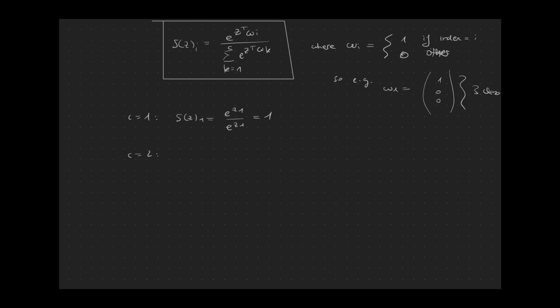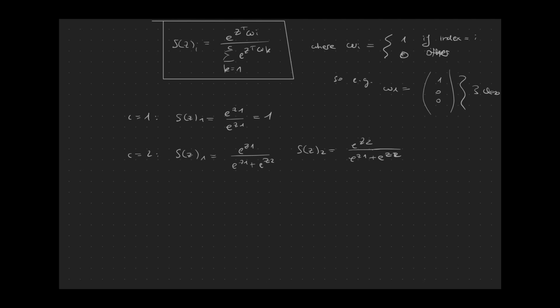And c equal to 2 would be e to the power of z1 over e to the power of z1 plus e to the power of z2, and z2, because now we have 2 classes, would be this guy. You should notice one thing. When we have 2 classes, this should actually be the sigmoid, right? Because in the sigmoid case, we also had 2 classes. So when we have the softmax and we set c equal to 2, we should get the sigmoid.